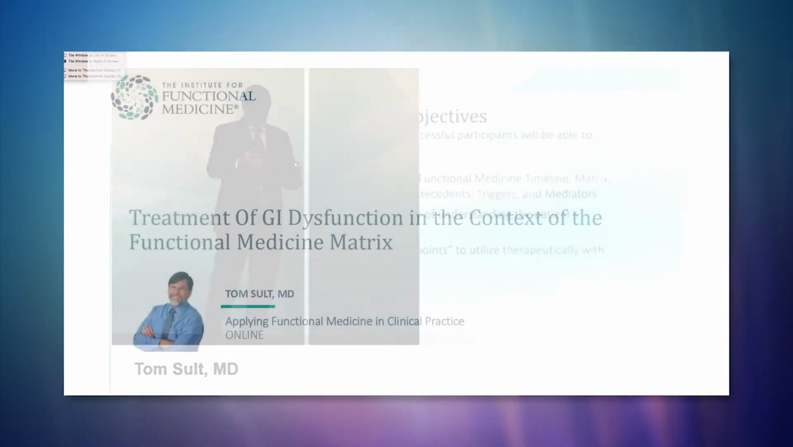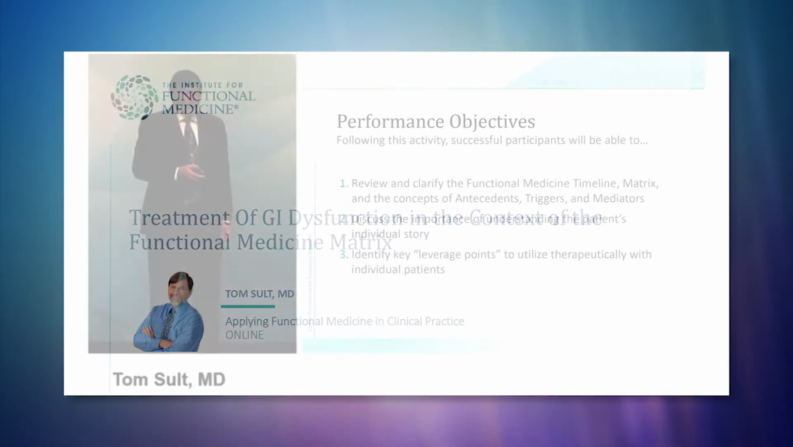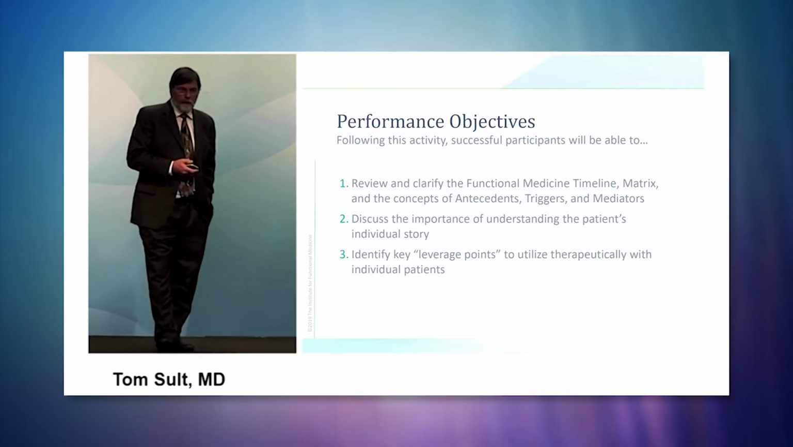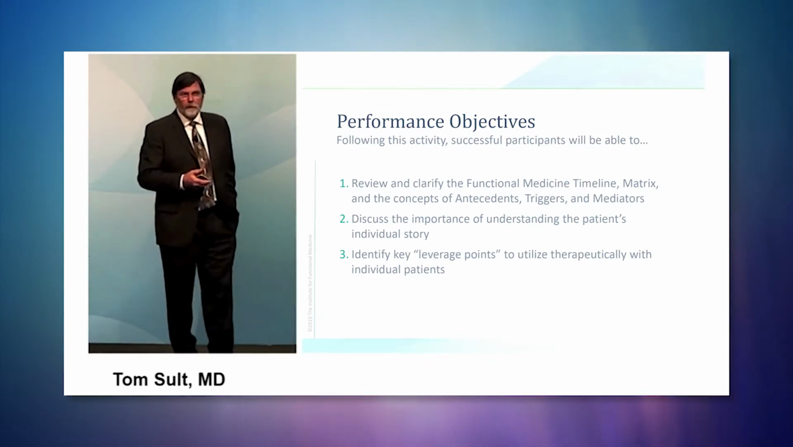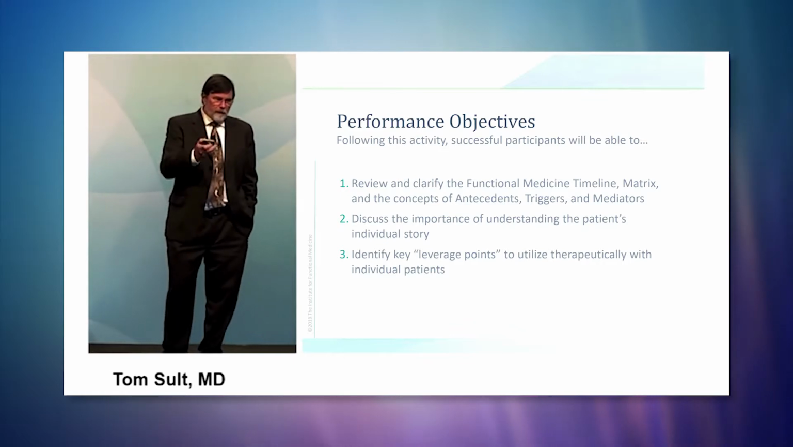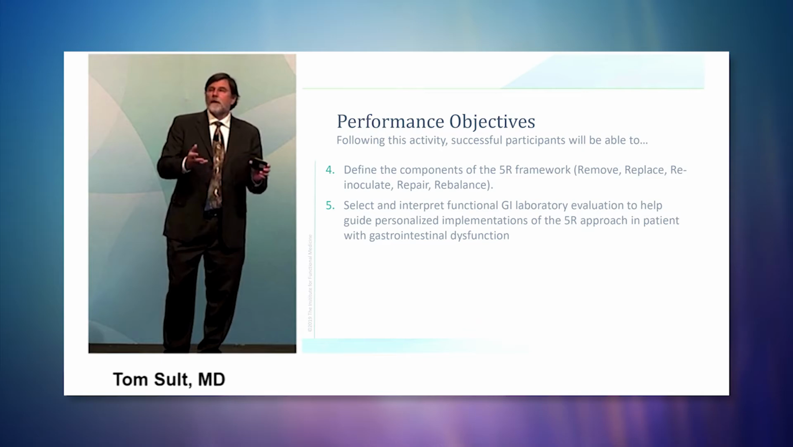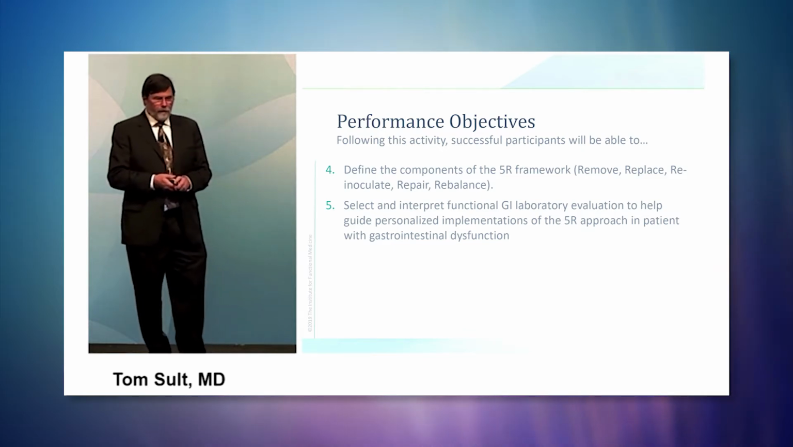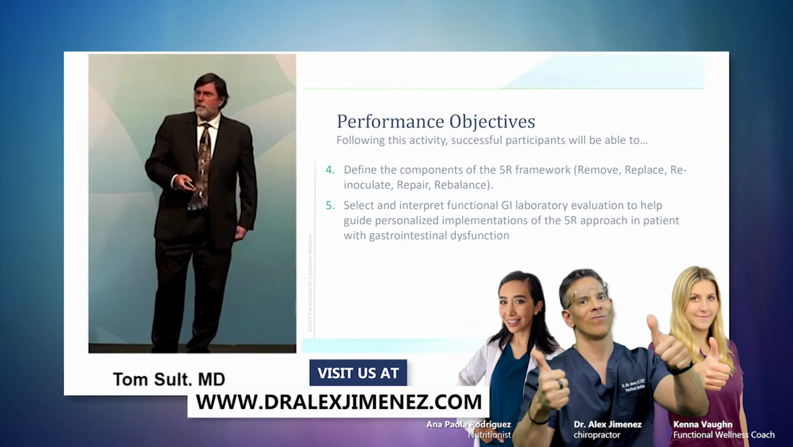We're going to review and clarify the functional medicine timeline matrix, all the things we talked about all day long. We're going to discuss the importance of understanding the patient's individual history, and I'm supposed to stand where the bright lights are. And we're going to identify key leverage points. We're going to define the components of the 5R framework. We're going to select and interpret functional medicine labs.